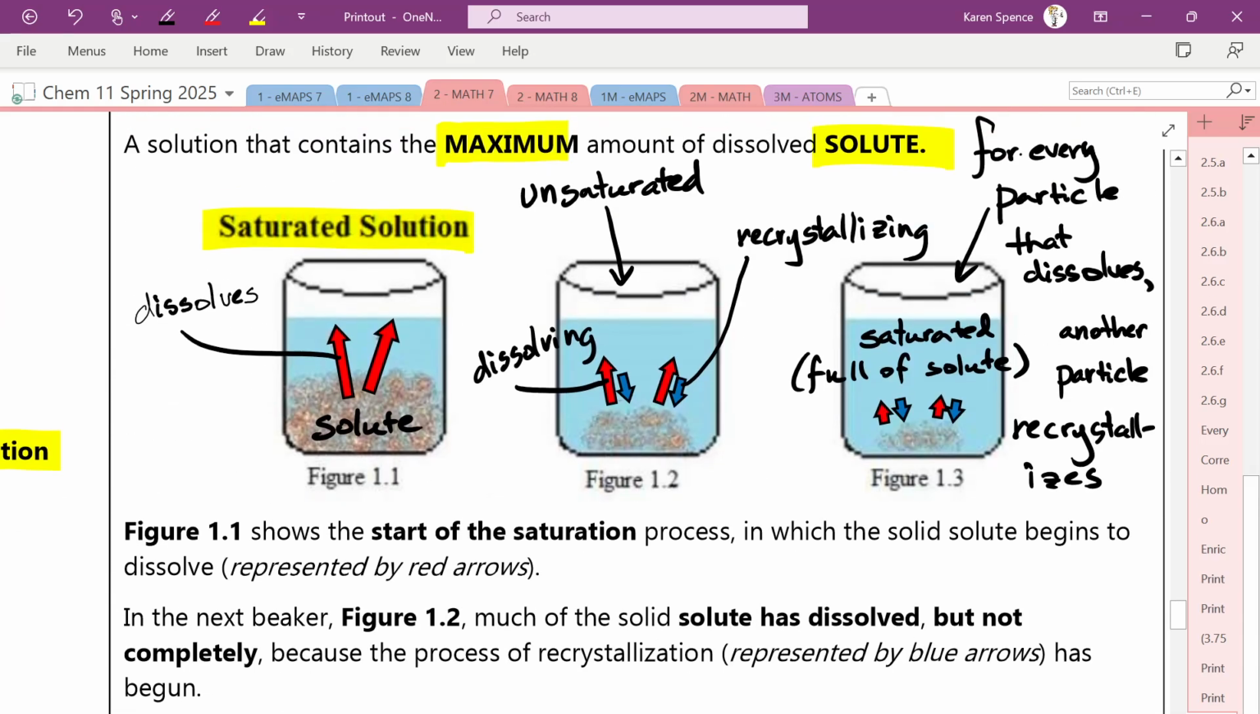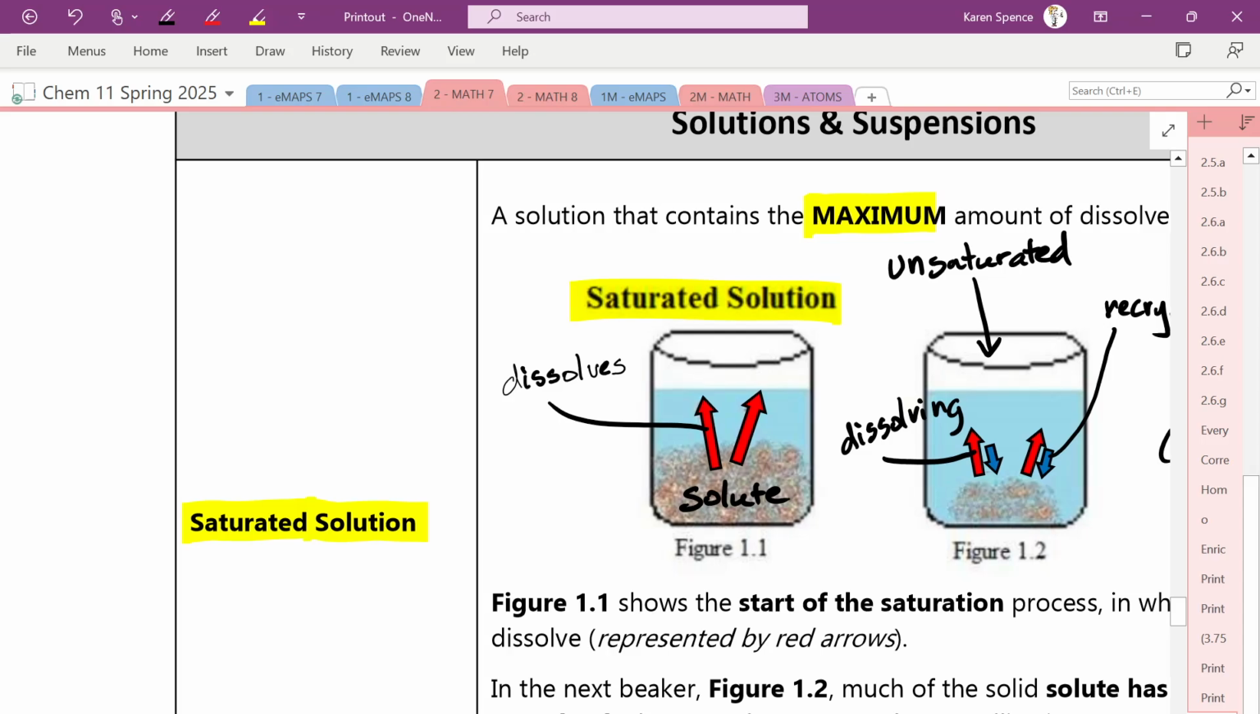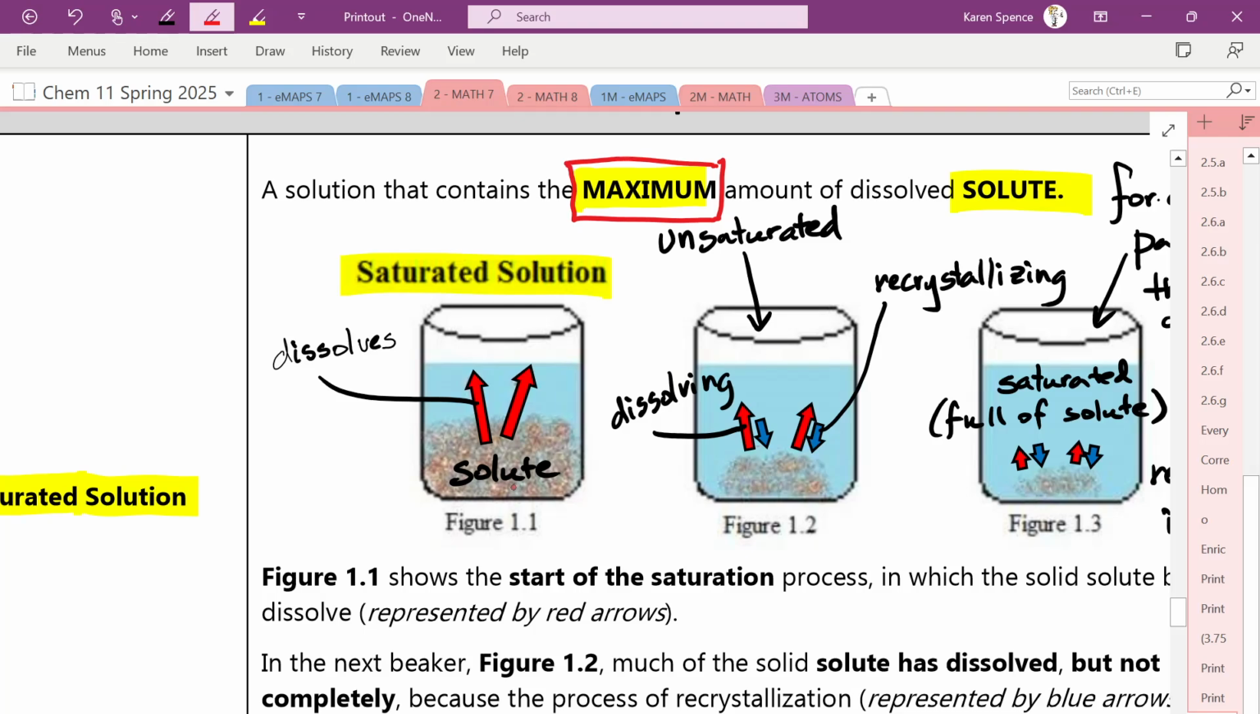Now, last but not least, we have our saturated solution. Don't lose the plot here. Don't put your books away. Don't start shuffling. A saturated solution contains the maximum amount of dissolved solute. How are you going to know that you have the maximum amount? Well, maybe we start with a whole bunch of solute.